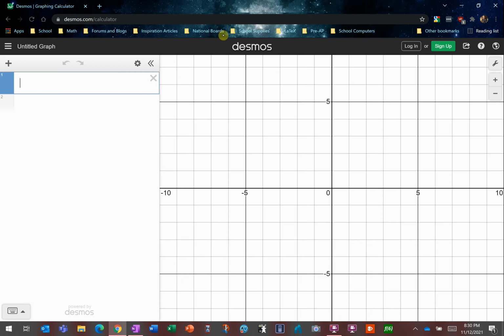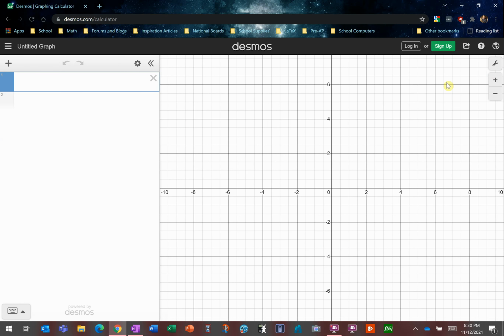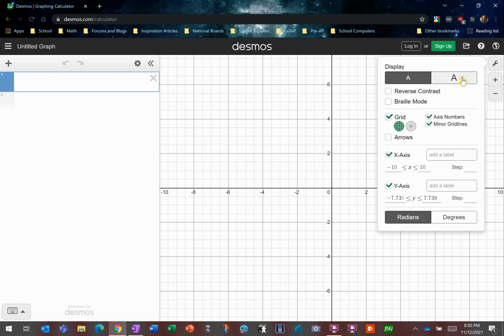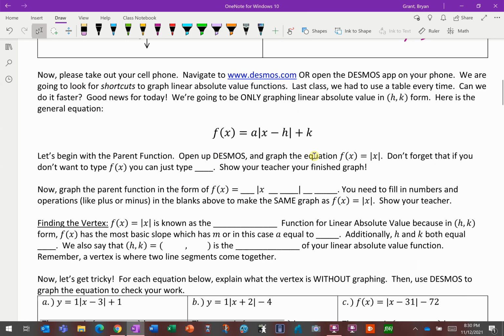So let's open up Desmos, and I probably should have started just at Desmos. So here's Desmos, and you're going to open up the graphing calculator, or you can download the app on your phone and open it up there. So here's our graphing calculator. I'm going to change my screen so it's a little bit more zoomed in, and let's begin. So start with the parent function. We're going to graph f of x equals the absolute value of x. Now don't forget, if you don't want to type f of x, you can just type y.